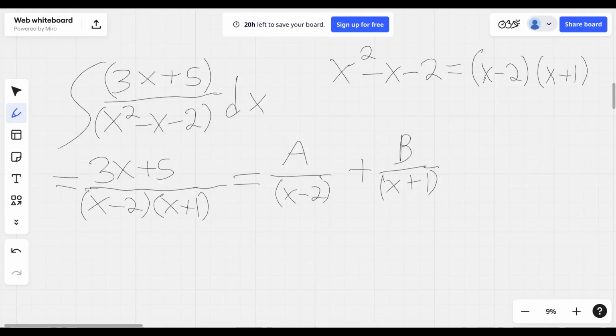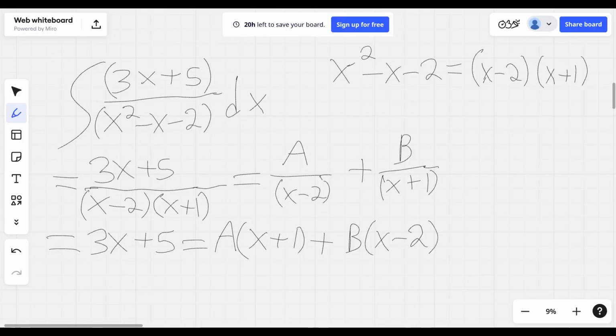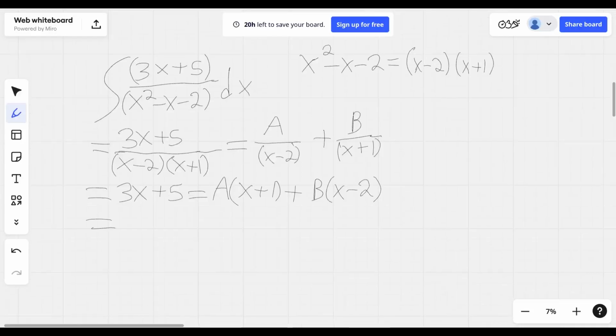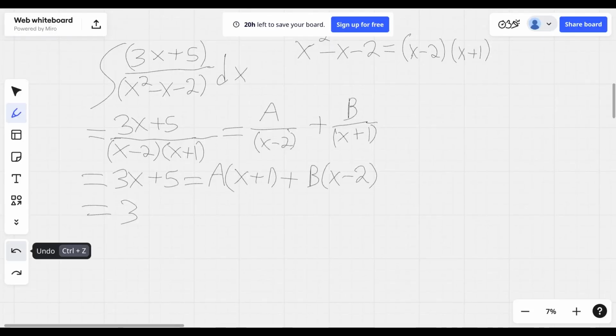And now we're going to multiply both sides by the denominator. So here this is going to be 3x plus 5, because we're multiplying by the denominator on both sides. So 3x plus 5, and then it's going to be A times (x plus 1) plus B times (x minus 2). And now we are going to expand those. So 3x plus 5 still is equal to Ax plus A plus Bx minus 2B.